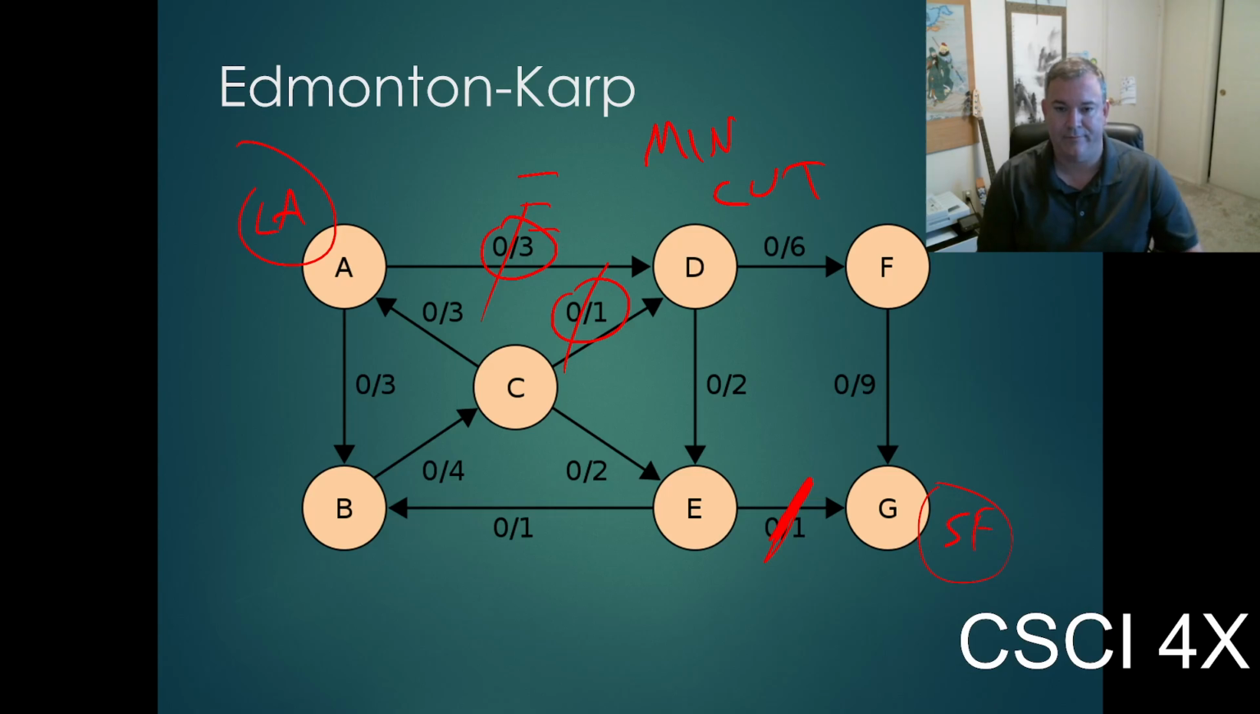So max flow is the same thing as min cut. Right, because with these 3 bridges out, this bridge out, and this bridge out, there's no way that we can send anything from LA to San Francisco. Yeah?